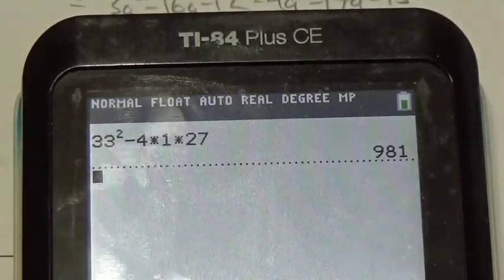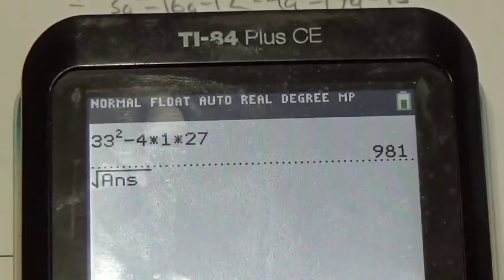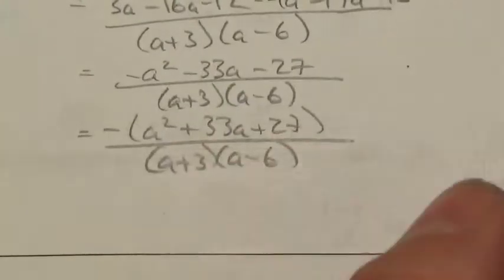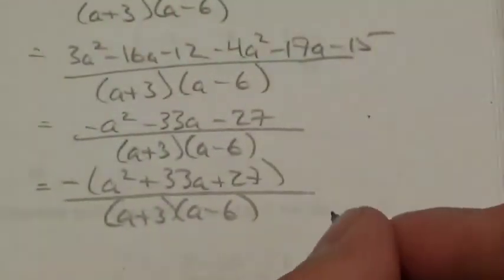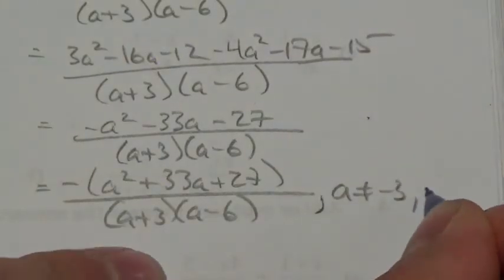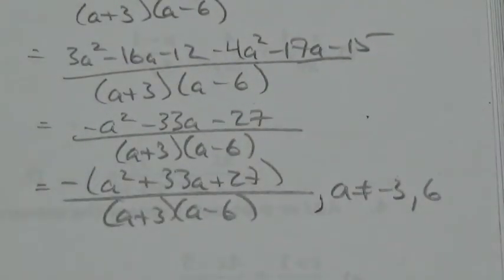Okay, so we're going to take the square root of that answer, and it doesn't work out to be a nice number, meaning that that right there is about as good as that's going to get. So let's state the non-permissibles. A cannot equal negative 3 or positive 6. That's as good as we're going to get it.